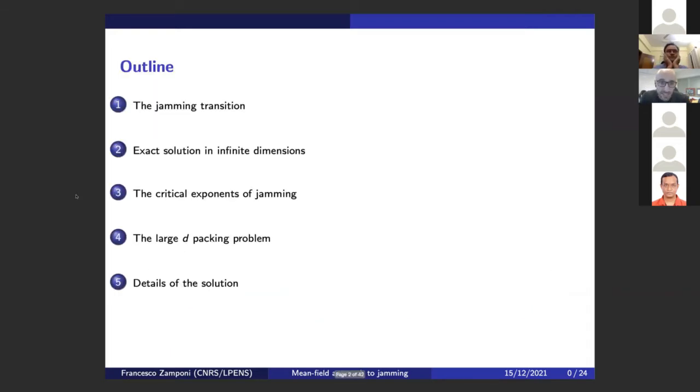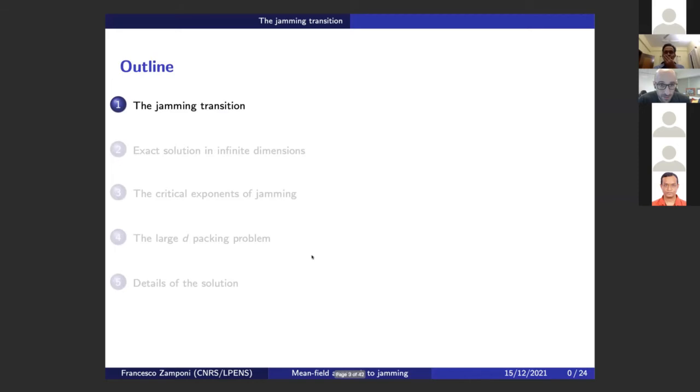And okay, so this is the plan of the talk. I would like to introduce first the jamming transition, then I will show some results we obtained from this replica approach, in particular about the critical exponents. And then I would like to show also an application to the problem of estimating the close packing density of spheres in large dimension. And then, if I have time, I could give a few details that will be basically following up on what Sri just said at the end.